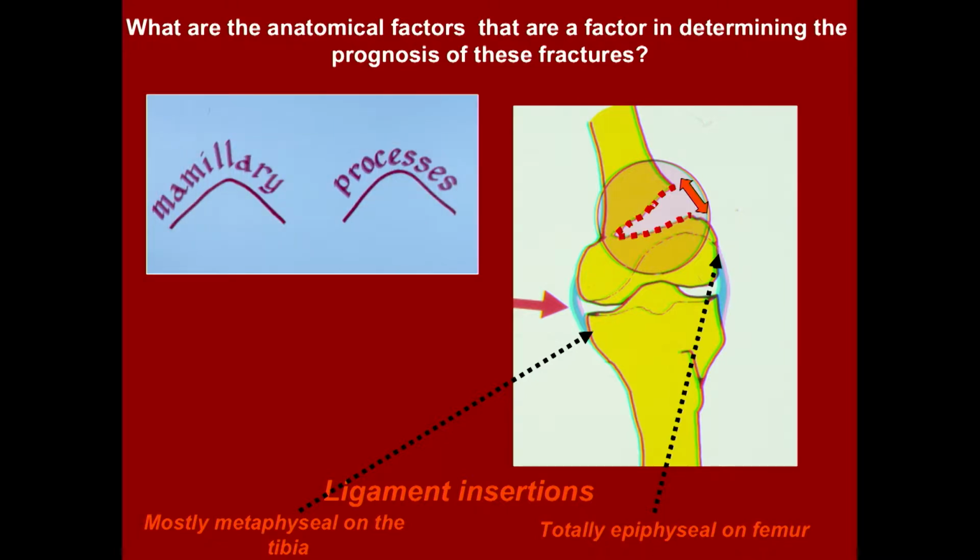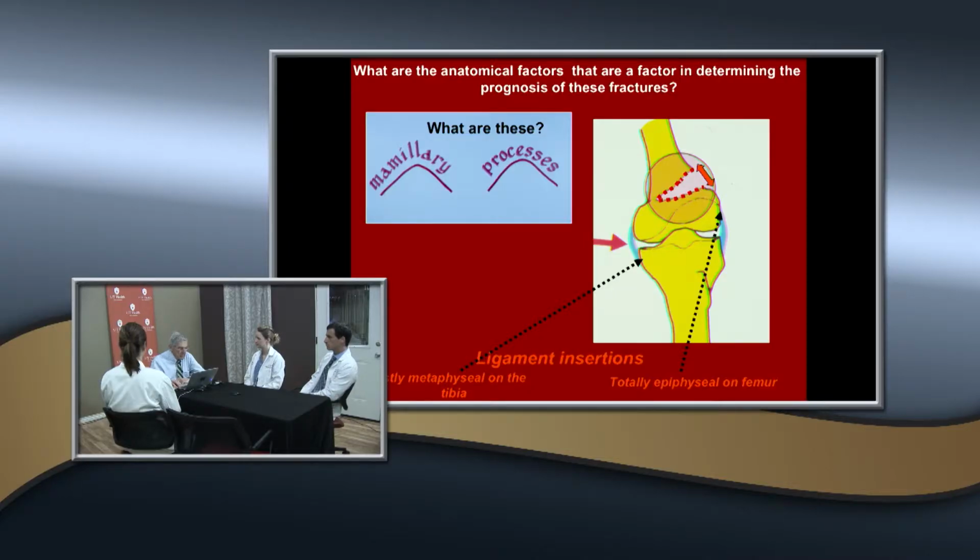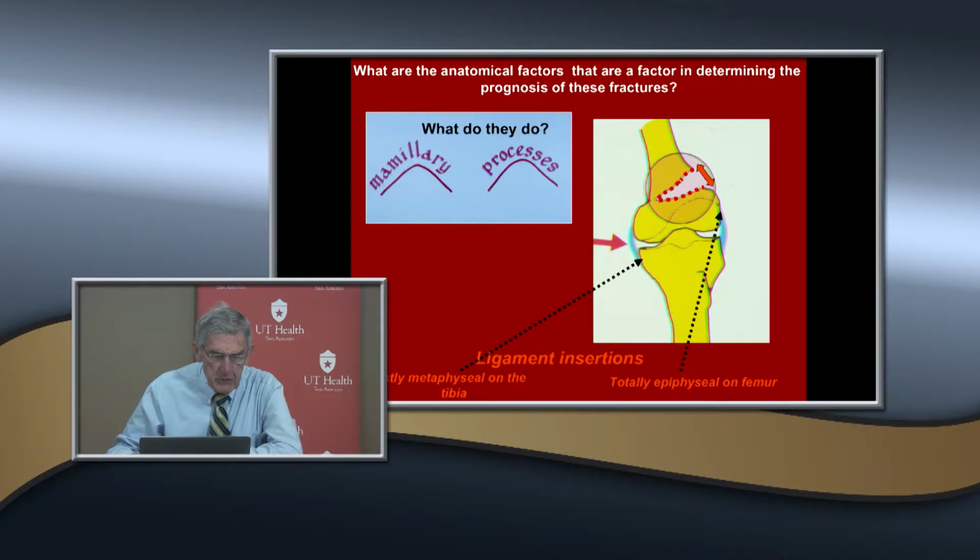Now, what are mammillary processes? They're extensions of the physis that go up into the metaphysis. Yeah, and what's their major effect? Why do you see them in the distal femur? They add stability. That's right, because there's a lot of tension stresses. They stabilize the physis.